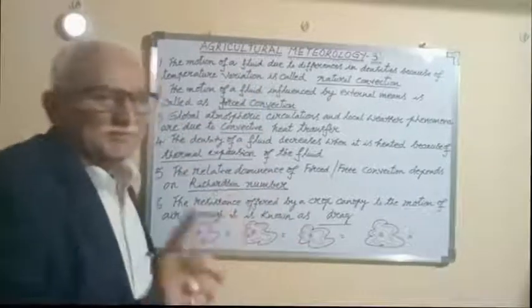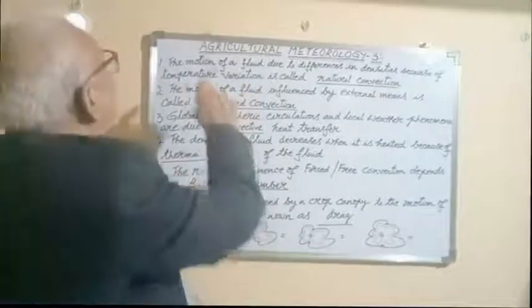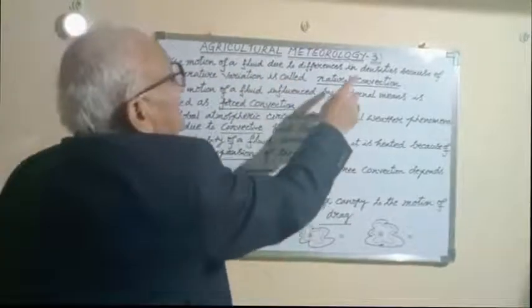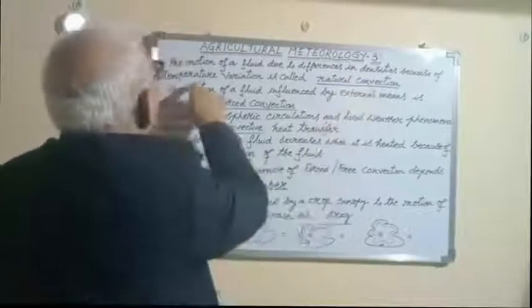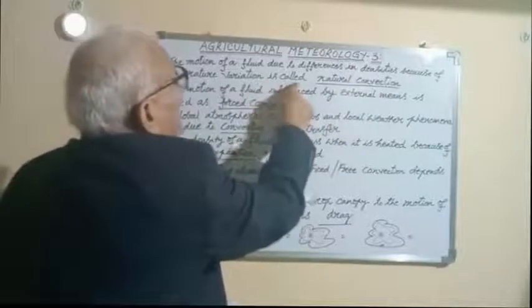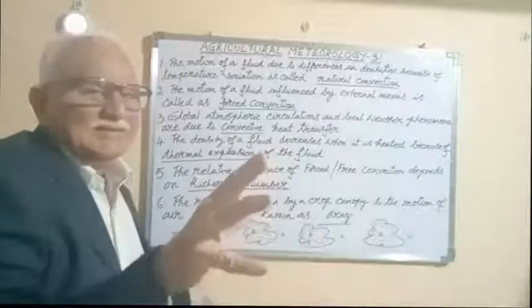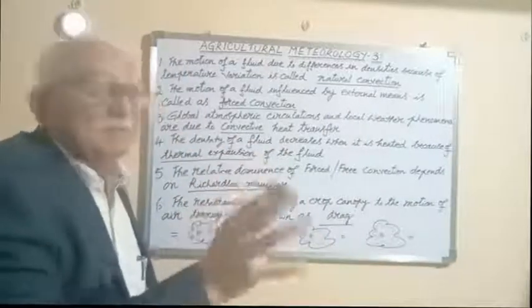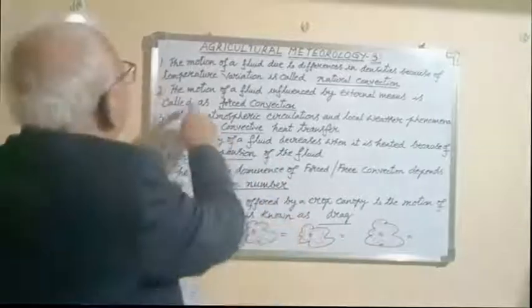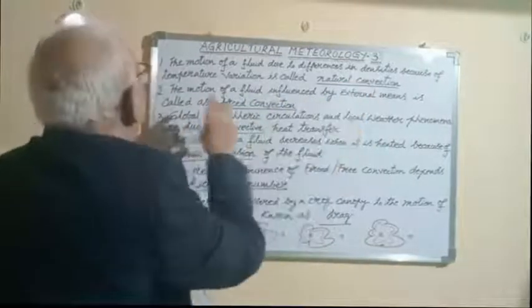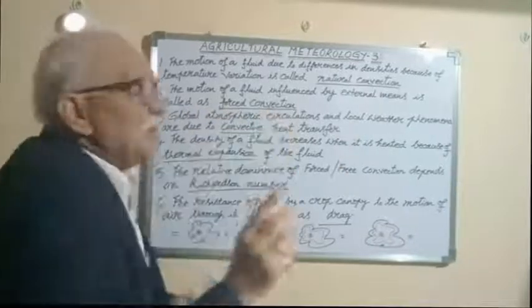Now, the first bit of today's class is the motion of a fluid due to differences in densities because of temperature variation is called natural convection. Density differences due to temperature. Okay? Now, the motion of a fluid influenced by external means is called forced convection.